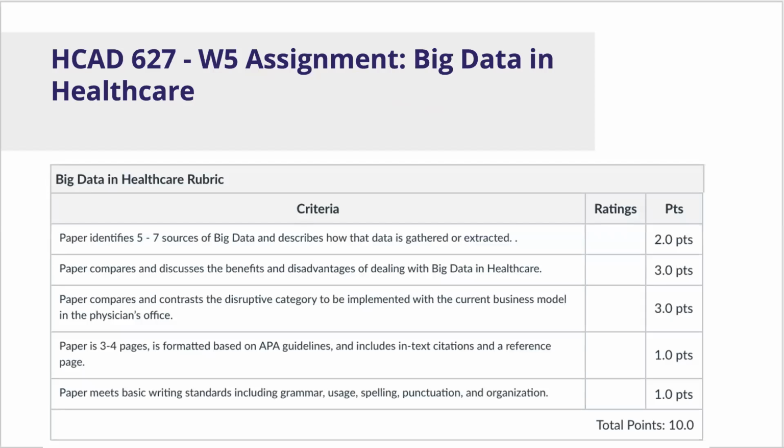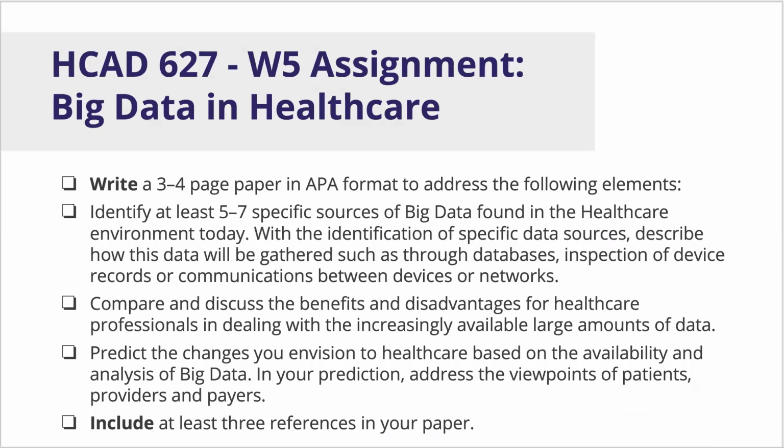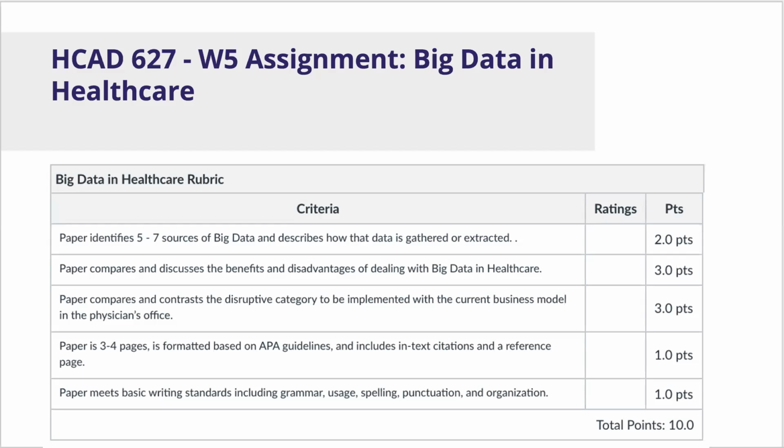Let's take a look at the rubric to see if there's anything else before we go into this. This looks like there is one thing that wasn't explicitly mentioned in the instructions. I'm going to jump back here. So it does say that predict the changes you envision to healthcare based on the availability and analysis of big data, and look at the viewpoints of patients, providers, and payers. But when we go to the rubric here, we see that the third item, paper compares and contrasts the disruptive category to be implemented with the current business model in the physician's office.